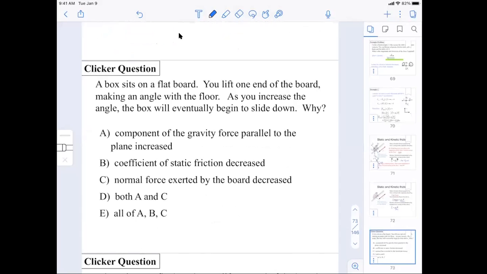So let's say you have a box on a flat board, and you lift one end. First you lift it up just a little bit and then you lift it up a lot. So eventually your box starts to slide down, right? So how do we explain it in terms of the different influences of the forces? I'm gonna let you discuss this question in your breakout rooms and then make sure you take a screenshot before you go. Maybe a couple minutes, okay?